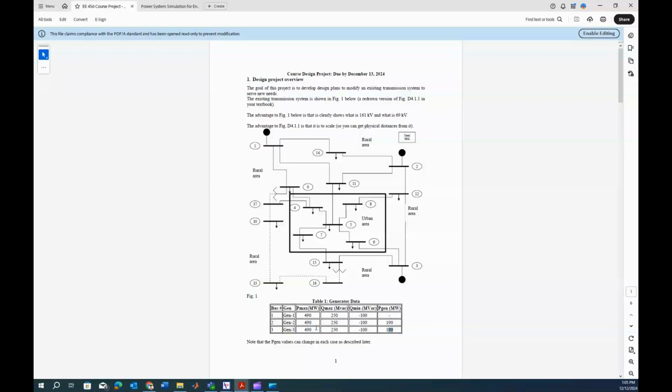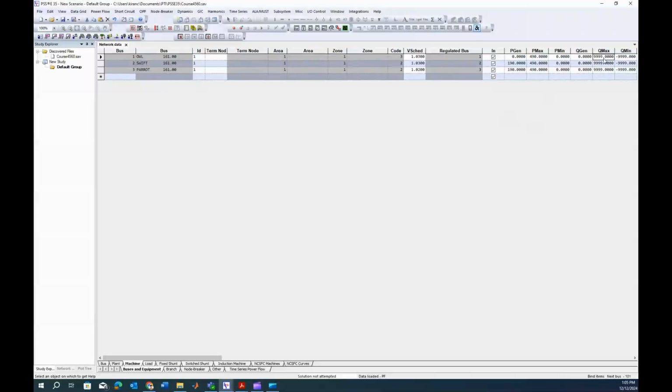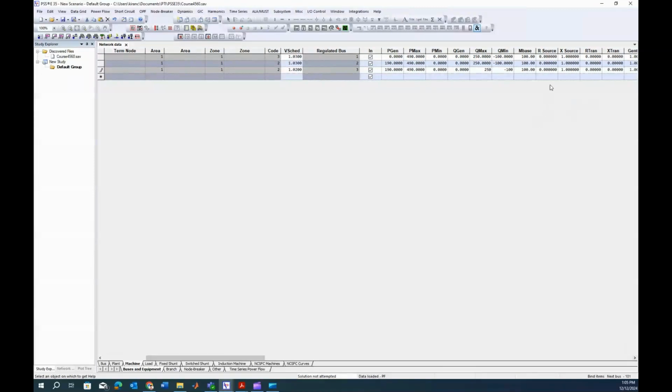You can see that the Q max is 250, Q min is minus 100. So Q max is 250, 250 and 250, and Q min is minus 100, minus 100, minus 100. So we enter that data. After that, you don't have to give much information on the sources that you have, but if you have any source reactances and you may be doing further analysis, that's when you need that information, but here we don't need that.